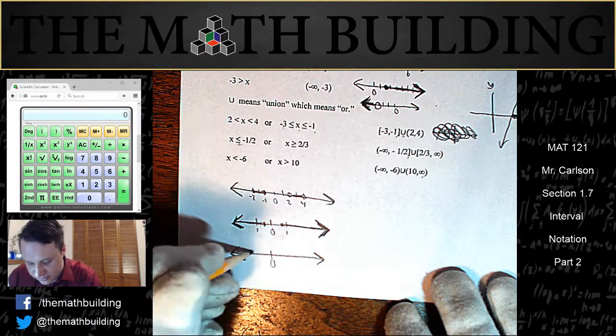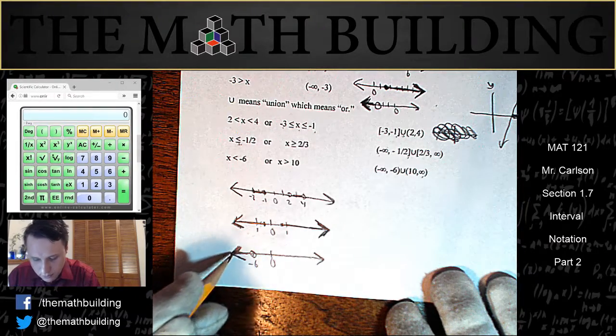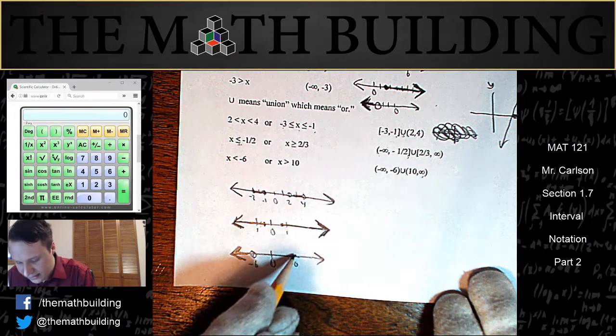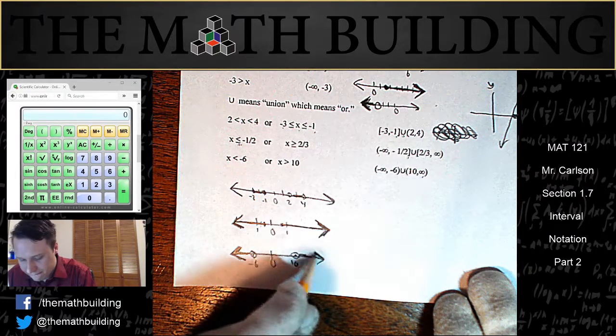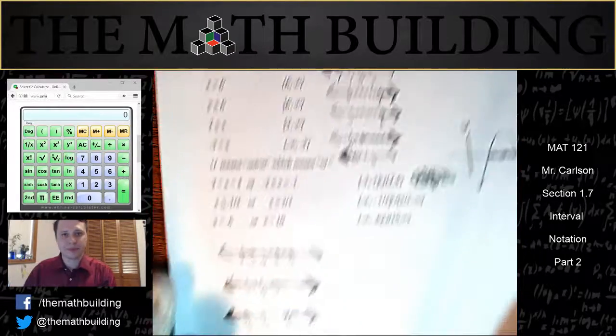And the last one being less than -6 but it's an open dot, or bigger than 10. That would be an empty dot as well. So there you go. That would be these three on the number line.